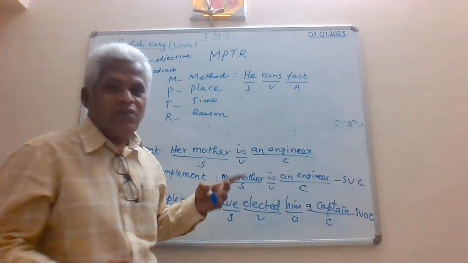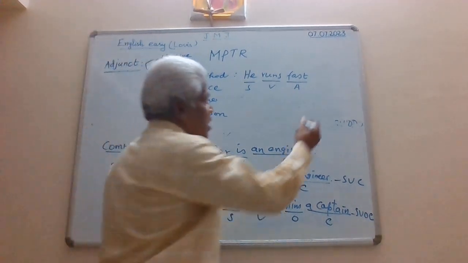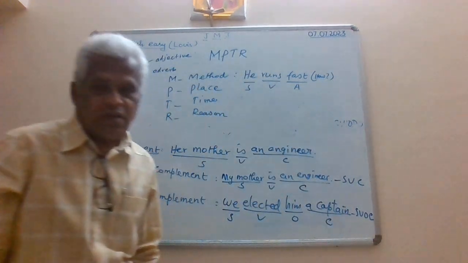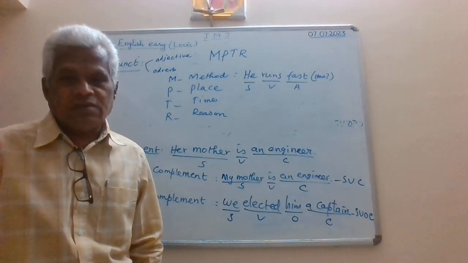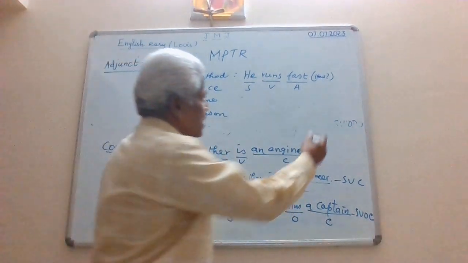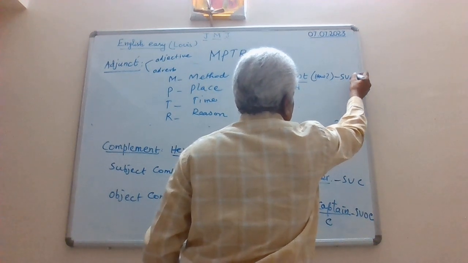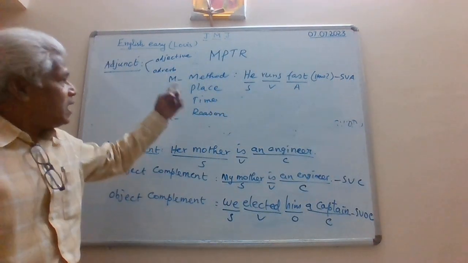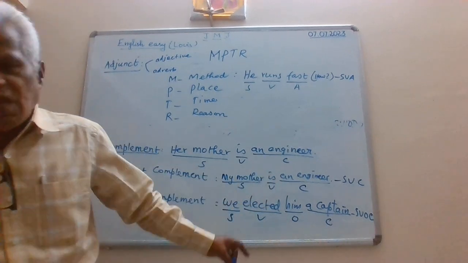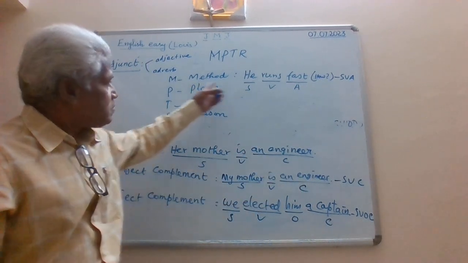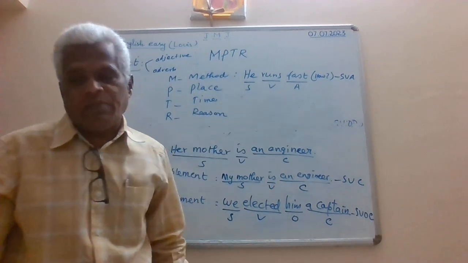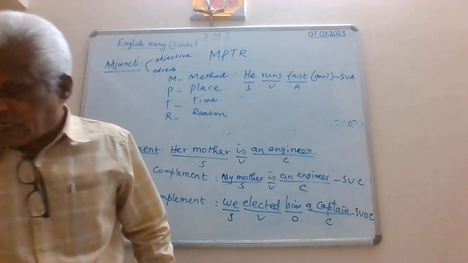So when you have the word answering to the question how, method, how does he run? He runs very fast. And this is also a pattern of the sentence, say SVA. And this refers to the method. SVA. And therefore this is known as SVA pattern.